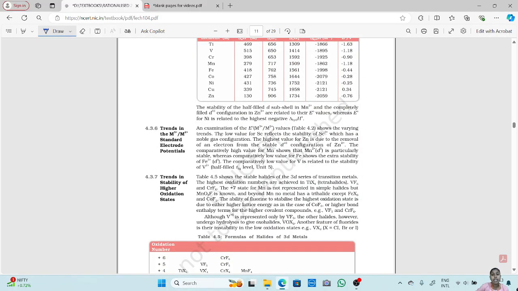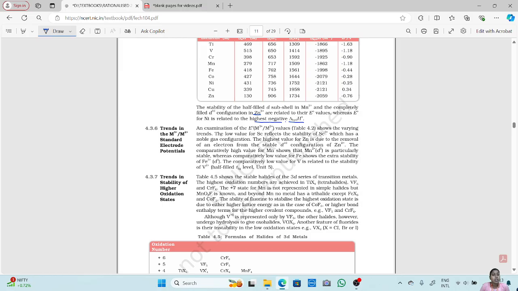Now, the stability of the half-filled d subshell of manganese and the completely filled d orbital of zinc are related to their E naught values, whereas E naught of nickel is related to the highest negative hydration energy. Why do they show the highest negative electrode potential for manganese and zinc? It is because of their half-filled and completely filled d orbital configuration, and for nickel it is because of the highest negative hydration energy or hydration enthalpy. So nickel can remove hydrogens easily.